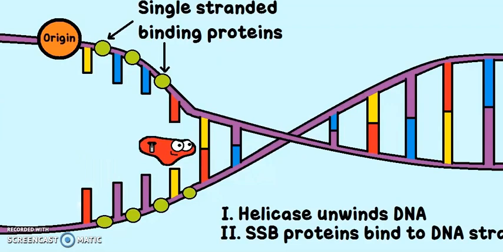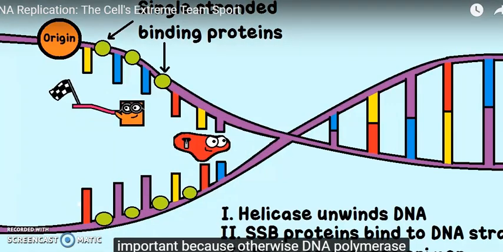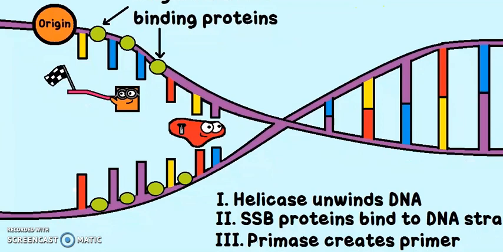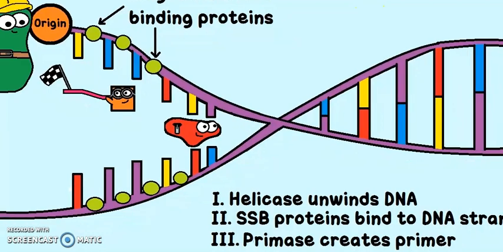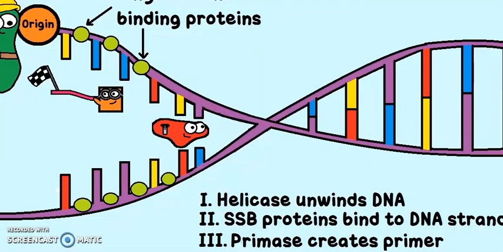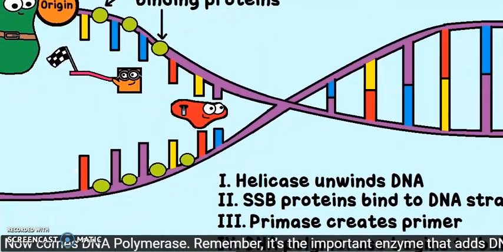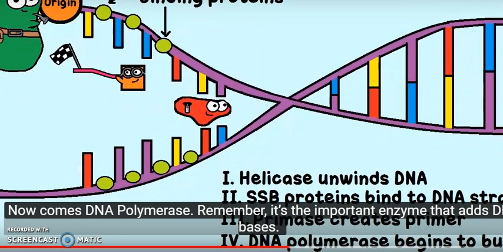SSB proteins, that stands for single-stranded binding proteins, bind to the DNA strands and they keep them separated. Primase comes in and makes RNA primers on both strands. Now remember, that's really important because otherwise when DNA polymerase comes in, it wouldn't know where to start. Now DNA polymerase can get to work. Remember, it's the important enzyme that adds DNA bases.